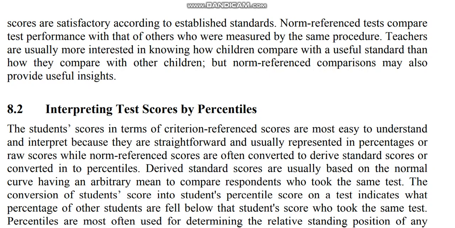Derived standard scores are usually based on the normal curve, having an arbitrary mean to compare the respondents who took the same test. The conversion of a student's score into a percentile score on a test indicates what percentage of other students fell below that student's score who took the same test.